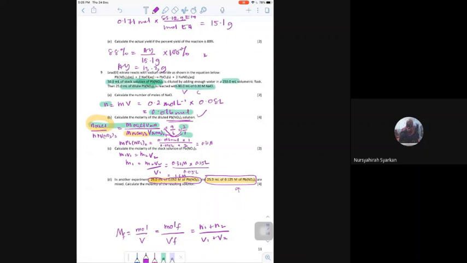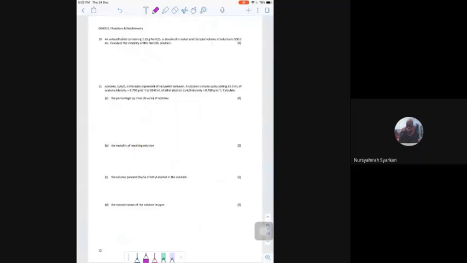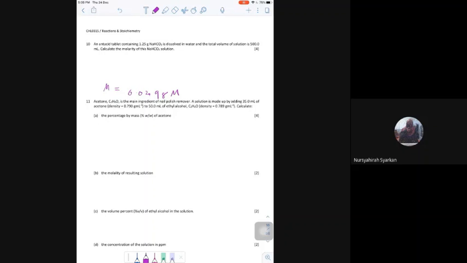So I want you to answer this question first on your own. Question number 10. We have antacid 1.25 gram and then it is dissolved in 500 ml. Calculate the molarity. So it is a simple question. You just need to calculate the number of mole and then divide it with the volume, 0.5 liter. So you will get the molarity is 0.0298 molar.